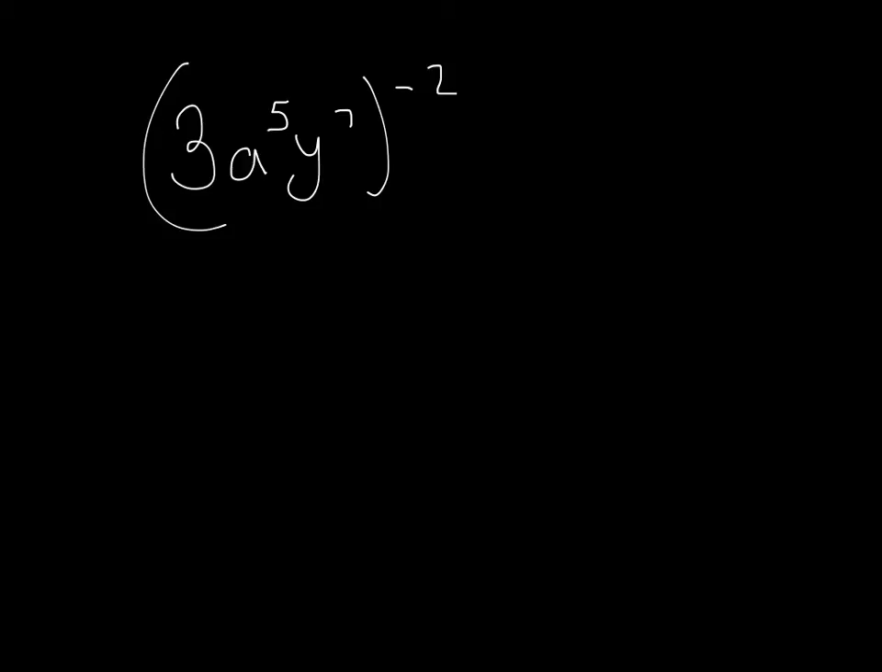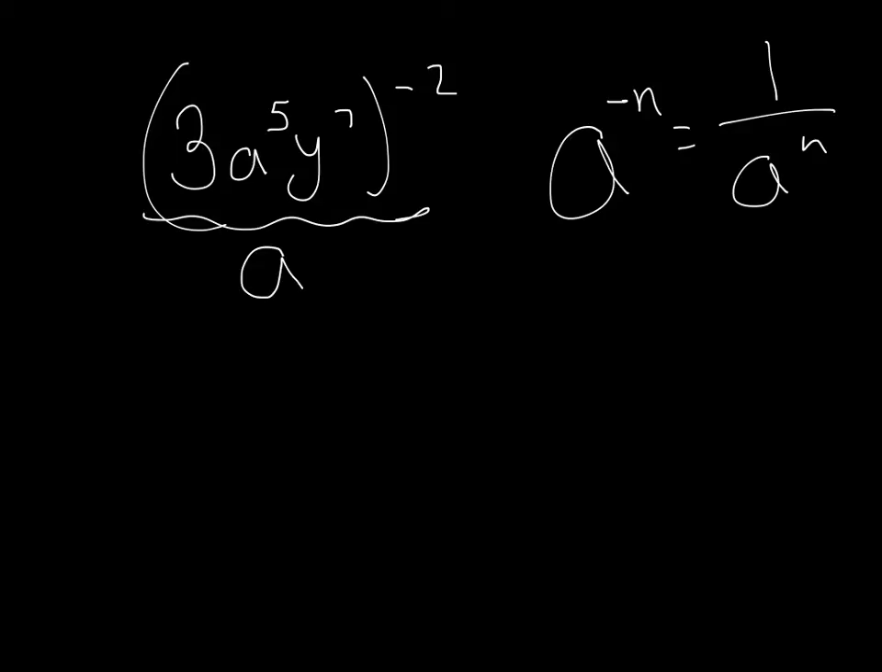So what if I have something like 3a to the 5th, y to the 7th, all to the negative 2 power? Well, there's all kinds of properties we could use here. We want to remember that a to the negative n is the same thing as 1 over a to the n, where in this case, this whole thing here could be thought of as a, as the base.